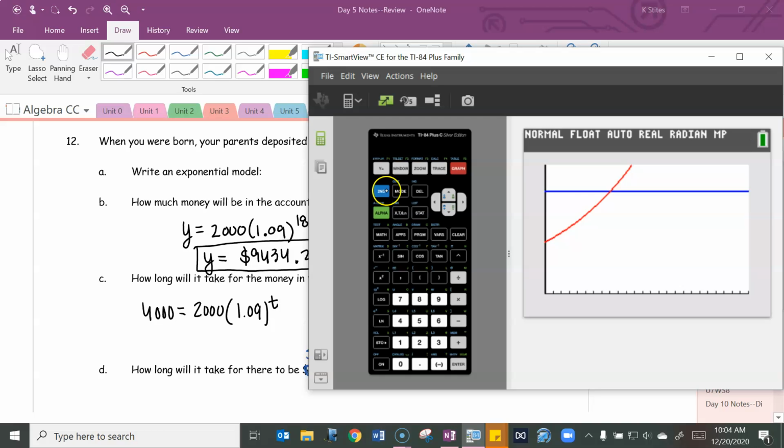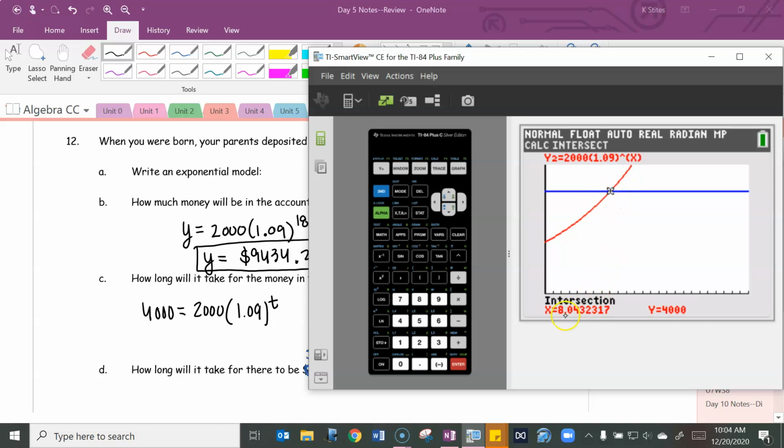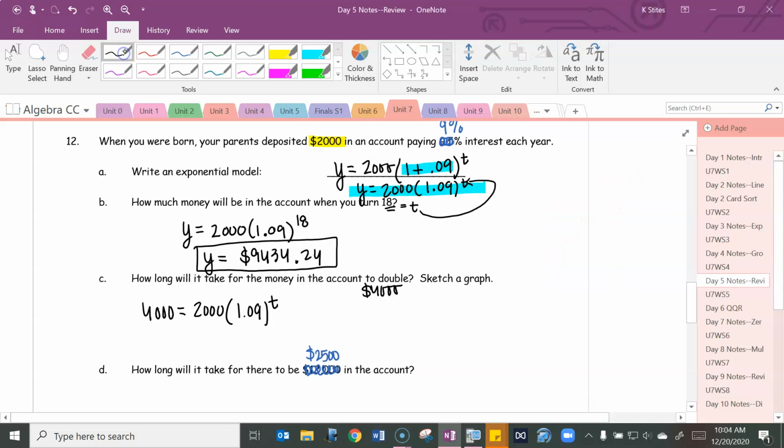Okay, and then I can go second trace 5, enter, enter, enter. And this is going to be 8.04. Draw my line. Okay, so this was 8.04 comma 4,000. So again, you're looking for t. That's your x value. We're going to write t equals 8.04 years.